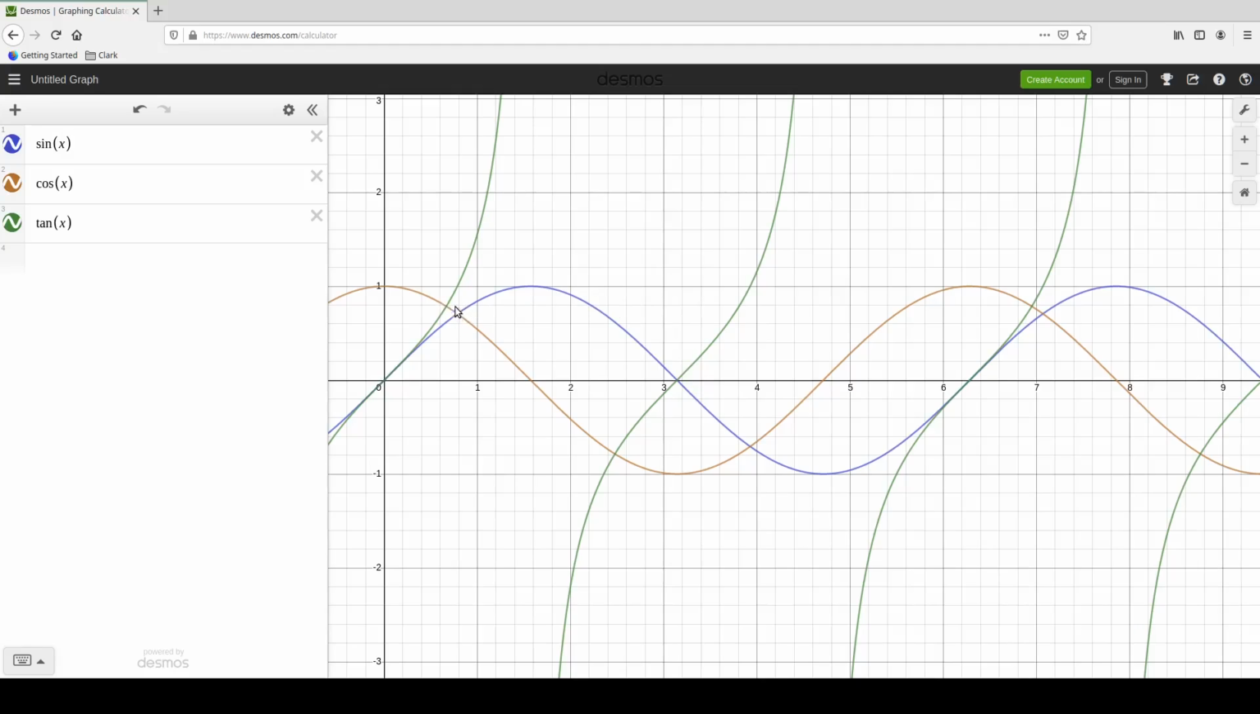Even at this point right here, at pi over 4, the tangent function is equal to 1 because the values of cosine and sine are equal to one another. So the graph of the tangent function makes a lot of sense. And we can even consider what the graphs of the cosecant and the secant functions look like as well, and plot them together, and we'll do that right here.